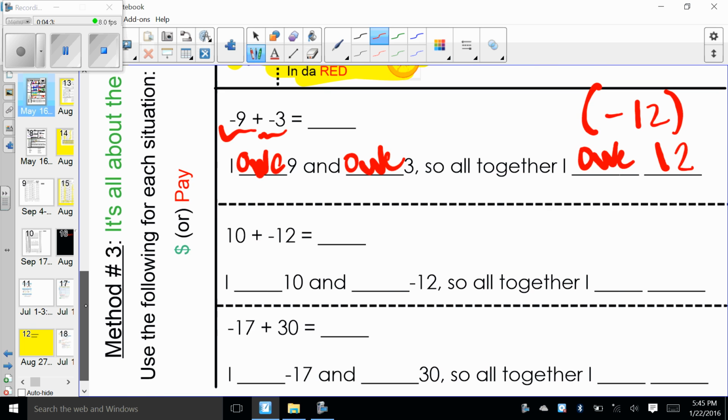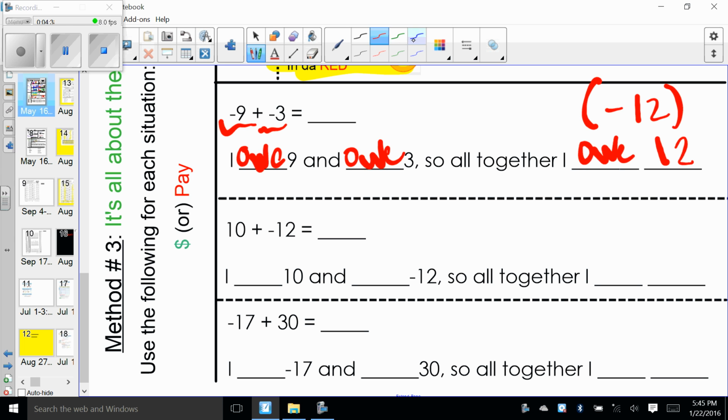All right, moving on then. So our next example would be this. We have this 10 right here. It's positive, which means I have $10 in the bank. So I might even use a dollar sign there to represent that. Then I have this negative 12, which means I owe $12 or negative 12.